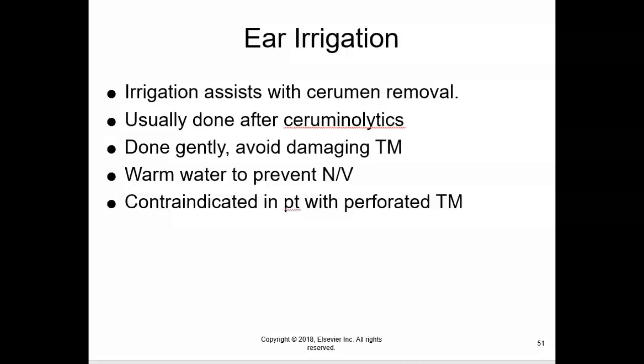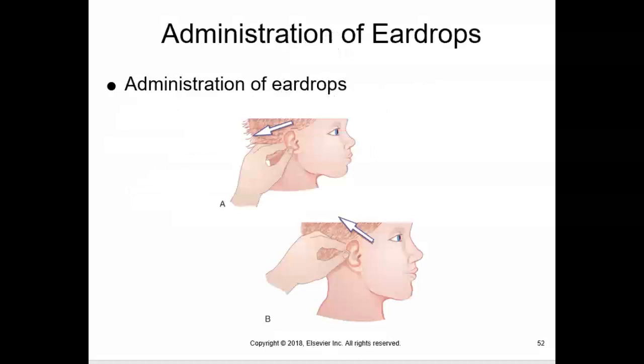So the goal is to soften and loosen the cerumen using cerumenolytics, and then with the irrigation, the provider, the nurse, can then flush out that built up cerumen to relieve the impaction. Again, please review administration of eardrops in Chapter 10. How to pull the ear for a child under 3 versus everyone else is a frequently seen NCLEX question.